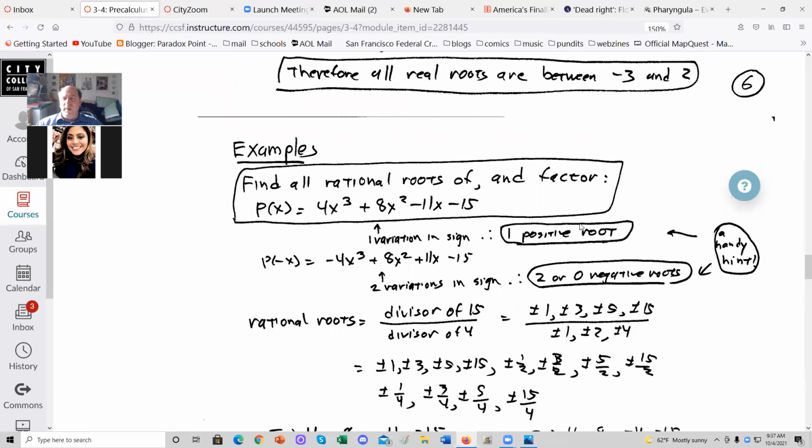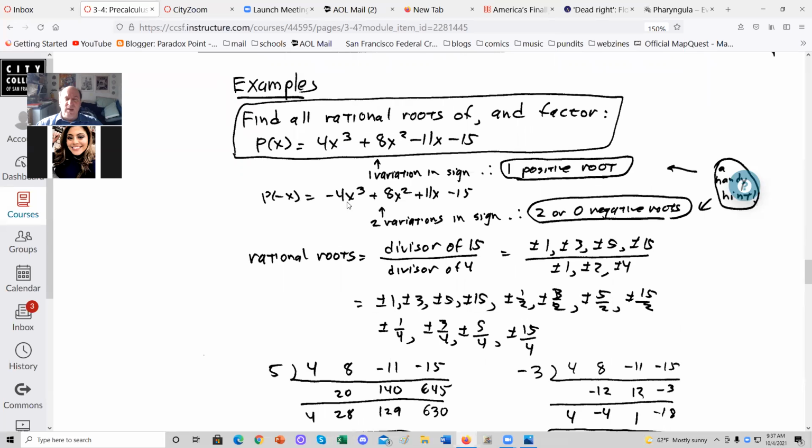So for example, let's try the rational roots and factorize 4x cubed plus 8x squared minus 11x minus 15. There's one variation in sign here, so there's one positive root. P of negative x, you flip this and this: minus 4x cubed plus 8x squared plus 11x minus 15. There's two variations of signs, so there are 2 or 0 negative roots. 1 positive root, 2 or no negative roots. That's a hint. It helps.